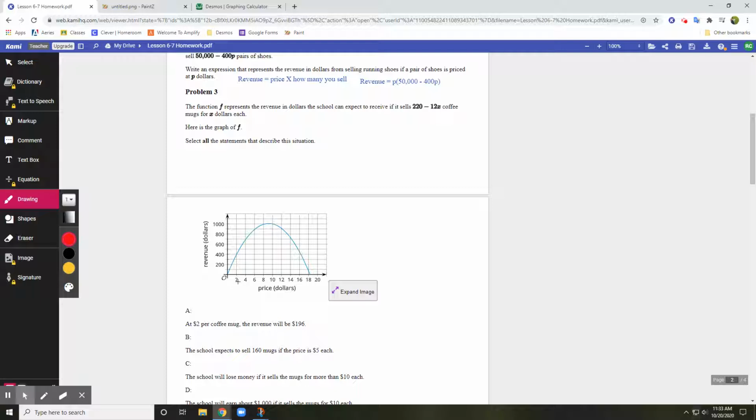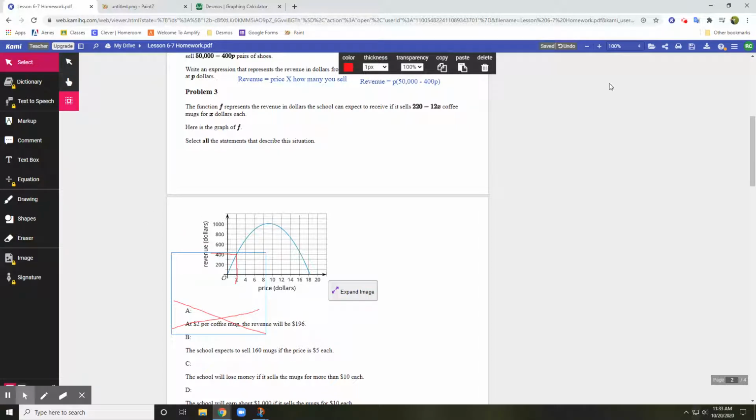All right, so if we input at 2, we're going to go up, and we're going to hit about $400 as our revenue. So A is definitely not right. I'm going to go ahead and get rid of these lines. Now that you've seen it in the video, I'm selecting these lines and it didn't work.